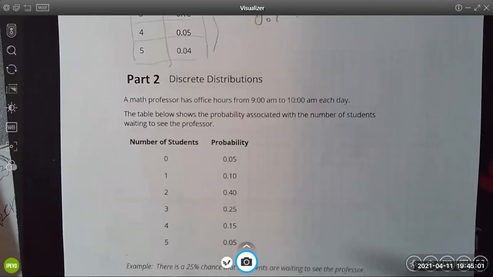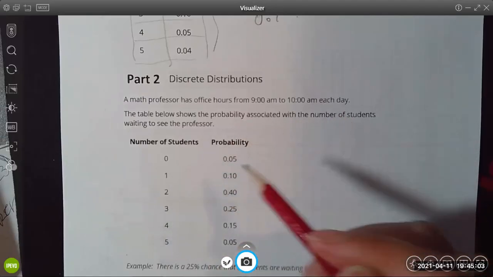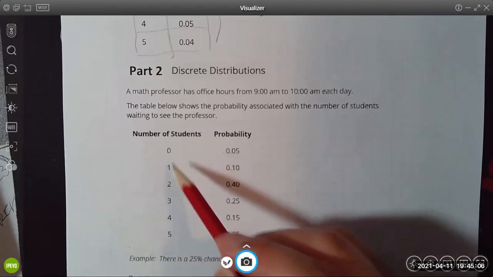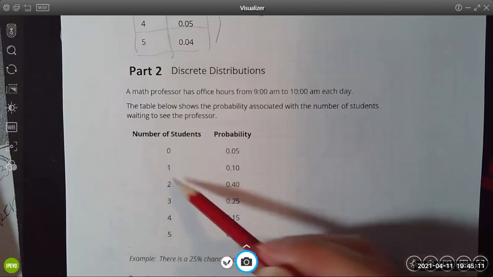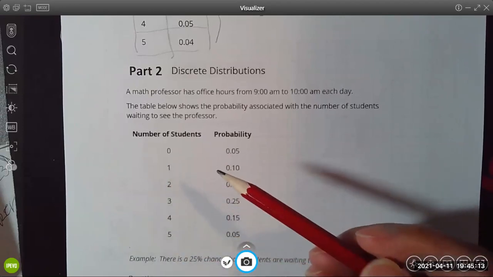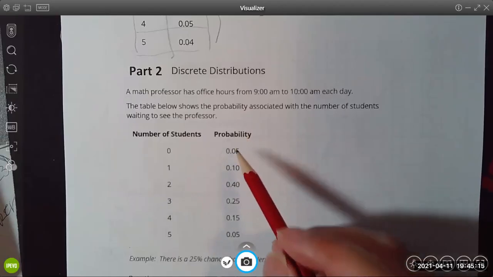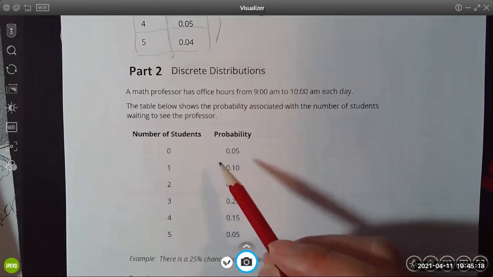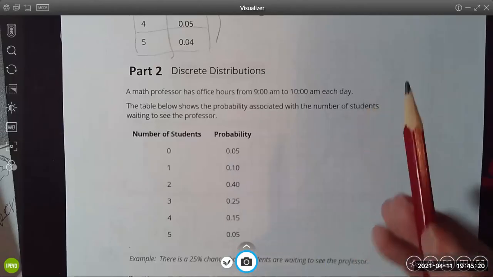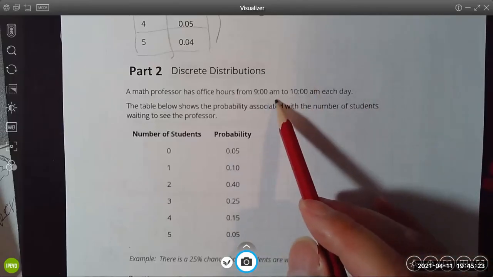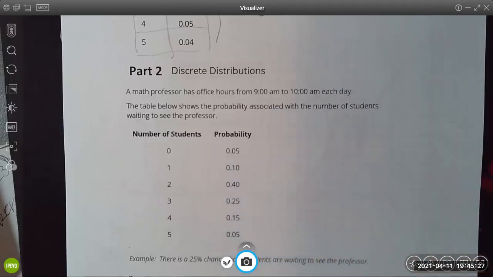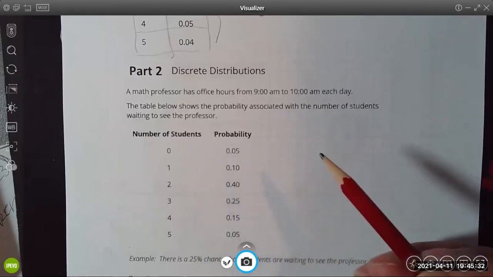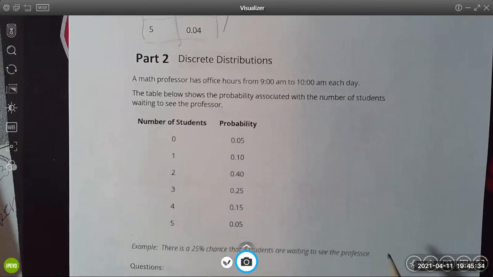So let's understand the meaning of this. Apparently this number of students waiting can only take 6 values, discrete, right? And when we say 0.05 is the probability, what does this mean? That means on any given day between 9 a.m. and 10 a.m., there's a 5% chance there will be no student waiting to see the professor. And that's the meaning of that. Okay, now we can answer questions.